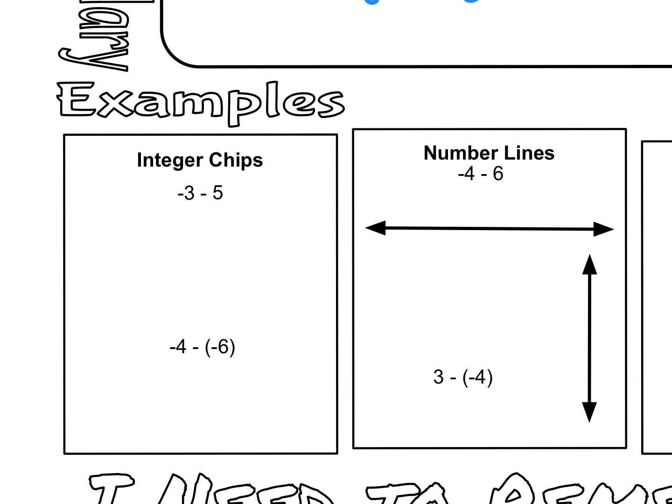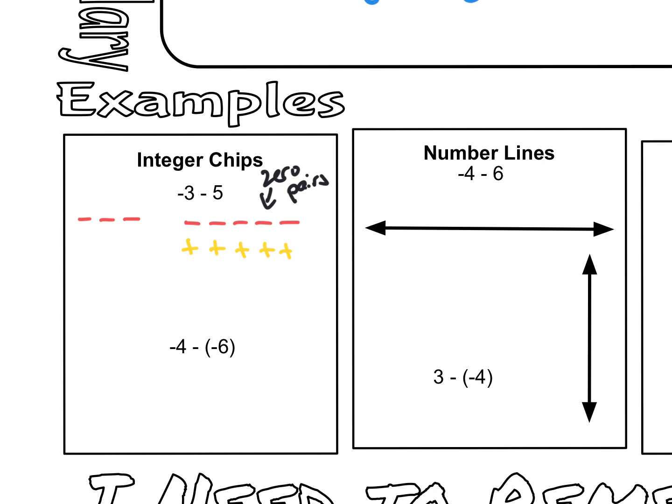We're going to start subtracting integers with our integer chips. In this case, we have 3 negatives, but we want to take away 5 positives. As we could see in our Desmos activity, since there are no positives to take away, we have to add in zero pairs. In this case, we have to add in 5 zero pairs because I need to have 5 positives to take away. So all of these are just zero pairs.